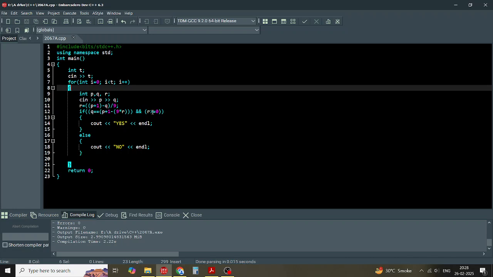So what I showed in those three possible cases, it should satisfy all three cases. If it is satisfying that, then you need to print yes, otherwise you just need to print no. And this is the whole code and logic of this question.